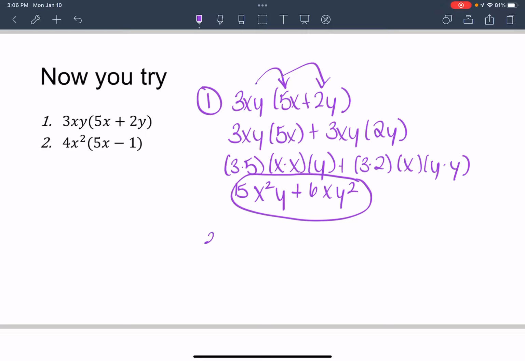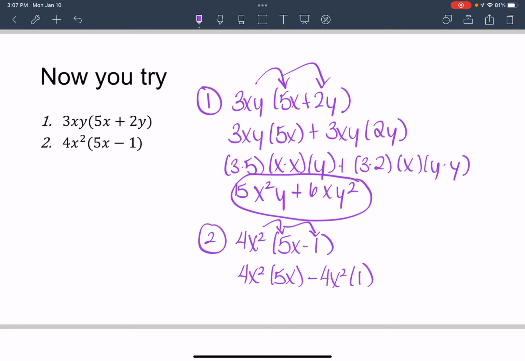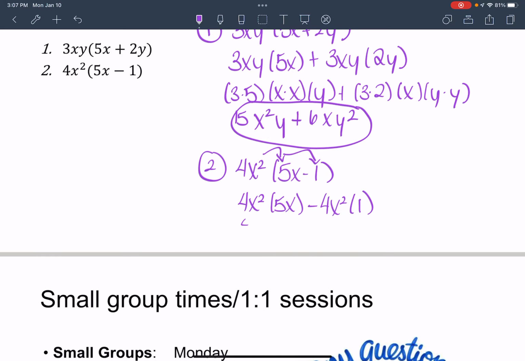And number 2, we have 4x squared times 5x minus 1. When I distribute this 4x squared, I get 4x squared times 5x minus 4x squared times 1. So this is 4 times 5 times x squared times x minus 4x squared. So that equals 20x cubed minus 4x squared.